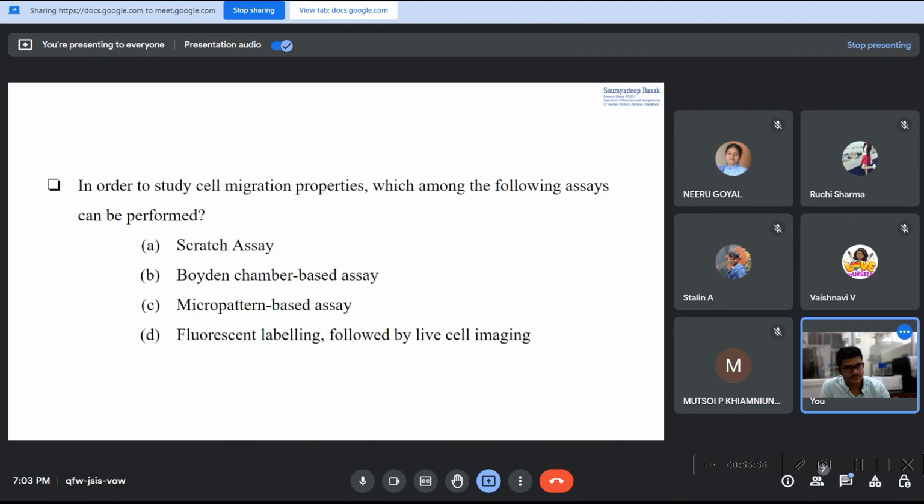Right? Now, in order to study cell migration properties, which among the following assays can be performed? We have just talked about scratch assay, Boyden chamber assay, micropattern based assay, fluorescent labeling followed by cell measurement. In order to study cell migration properties.